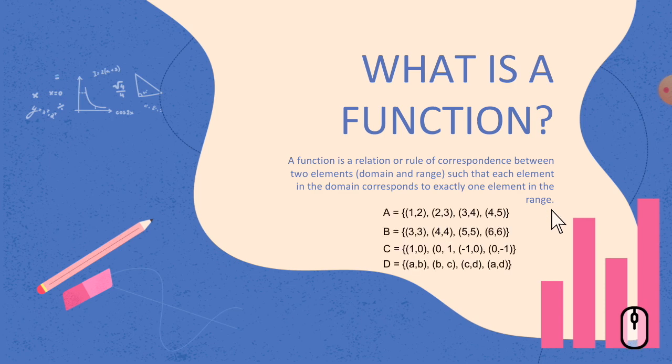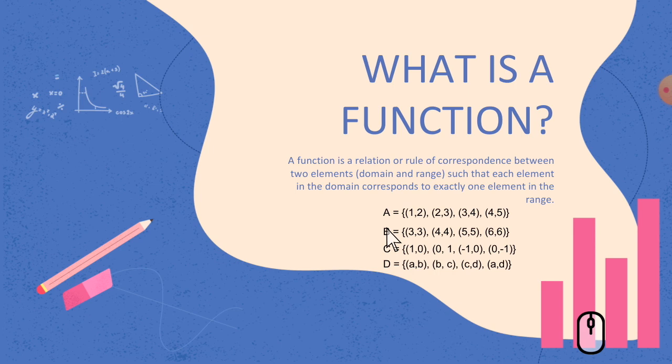So yan, tignan natin yung ating example. So sabi natin sa ating function, yung domain natin ay iisa lang dapat at walang mauulit. So tignan natin yung ating four sets. Okay, we have four sets which are set A, set B, set C, and set D. Okay, yung ating set A, is it a function or not a function? So, nasaan ba dito yung ating domain?